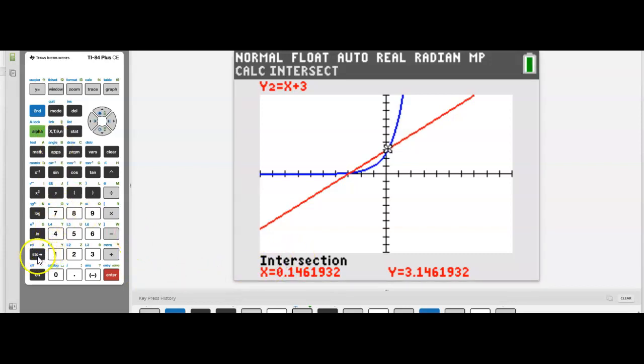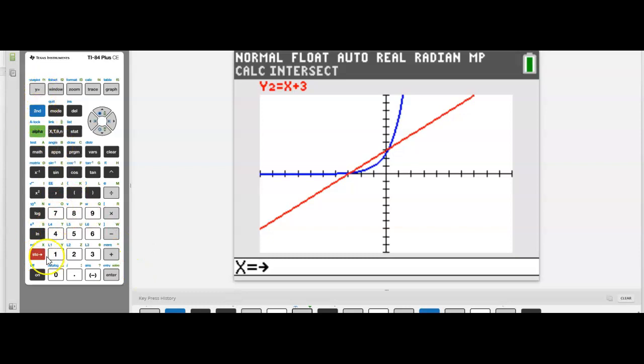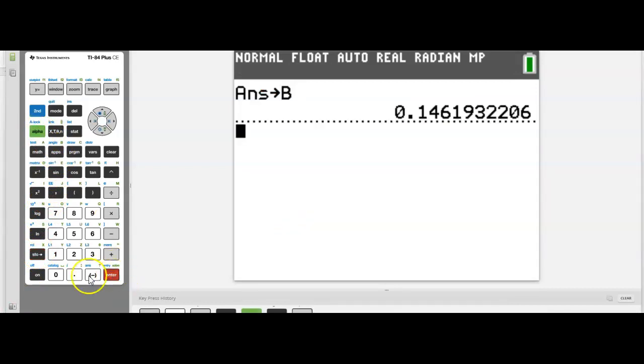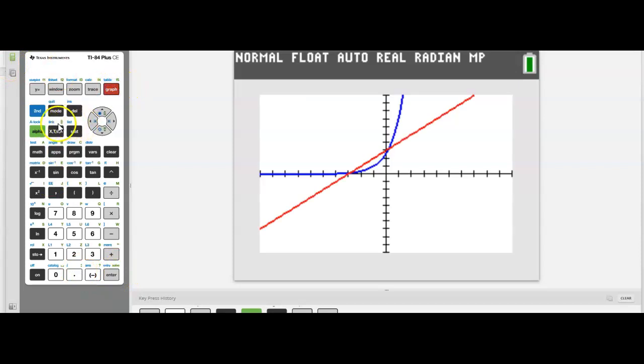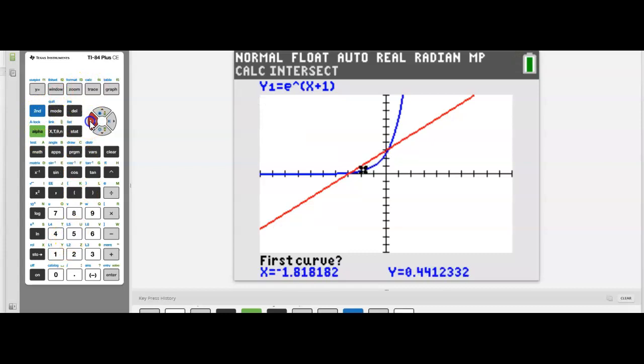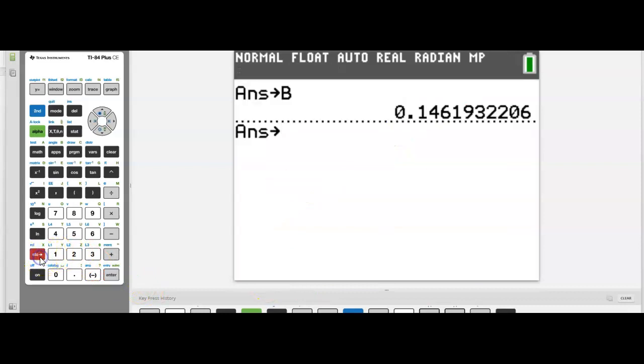So let me go ahead and store that now. I pushed store, and then I do alpha, and I'm going to call that one B and enter. All right, back to the graph, and we'll find the other intersection point. So second calc 5, scroll over to this point on the left where they intersect, enter 3 times. So the other place where they're intersecting is here, so I'm going to push enter again, and then store, and then alpha A. So I'll call that point on the left A. All right, so we have our points there.